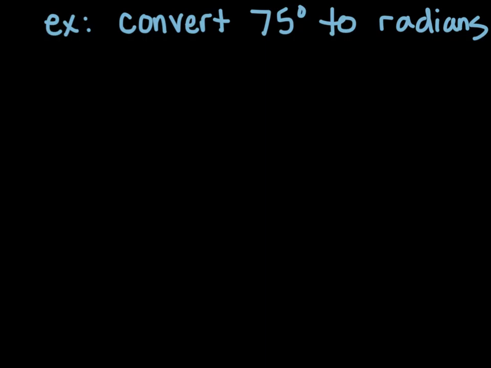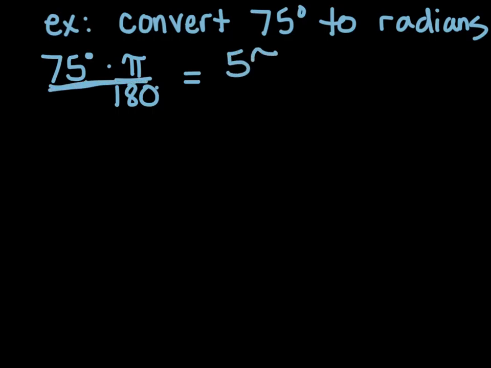So first example, let's convert 75 degrees to radians. Well, you can look at a circle and figure out where it is, but we know we need to just take our 75 and multiply it by pi over 180. 75 degrees times pi over 180 gives us, you just leave pi as a symbol, and 75 over 180 reduces to 5/12. So we have 5 pi over 12, and that's radians.